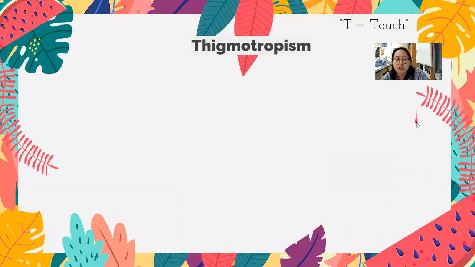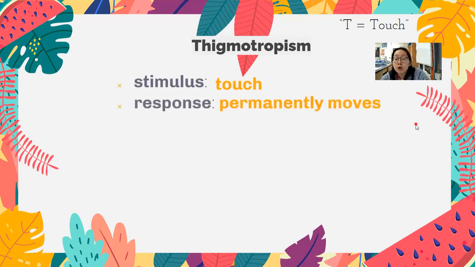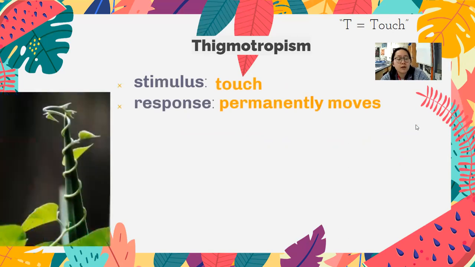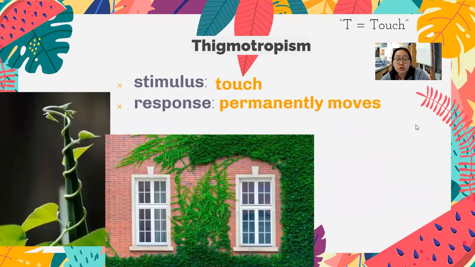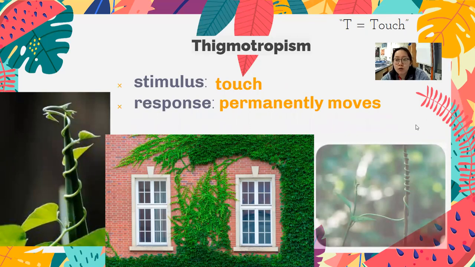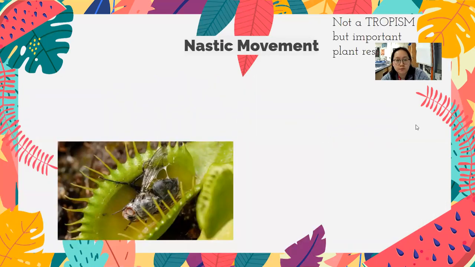Stigmotropism is T for touch. The stimulus is going to be touch or contact. And the response is going to be it's permanently moving and growing based on this touch. Now, this is usually talking about strands and tendrils of plants that need to be supported because the plant itself is soft-bodied. So like ivy, like grapes, they have vines that will grow and reach and touch onto a surface where they can get some support and grab onto to grow upwards and more towards the sunlight.